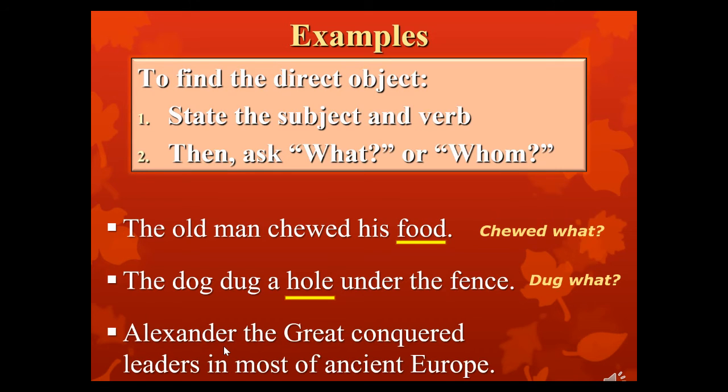Third sentence, Alexander the Great conquered leaders in most of ancient Europe. My subject this time is Alexander the Great because it's a proper noun, it's more than one word. And what is being done? Conquered. Notice the ED. Even if you don't know what conquered means, you see the ED means past tense. So now I ask, following my formula, Alexander the Great conquered what? And the answer is leaders. Leaders is my direct object.